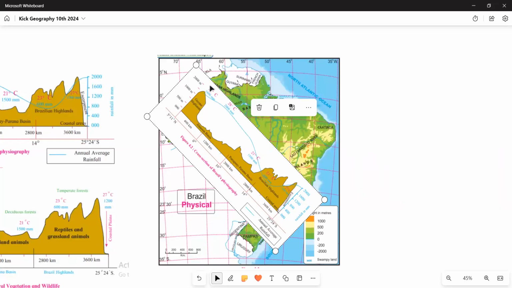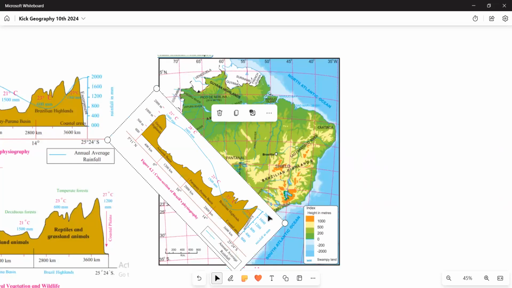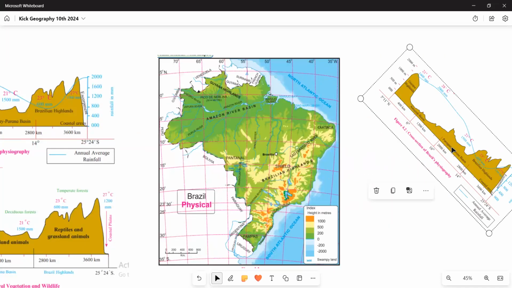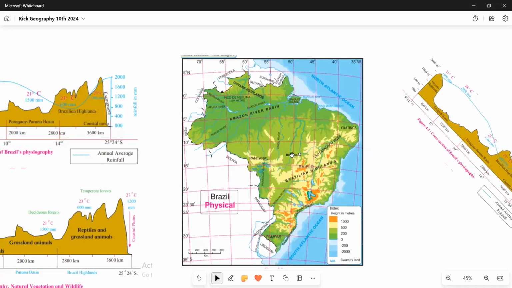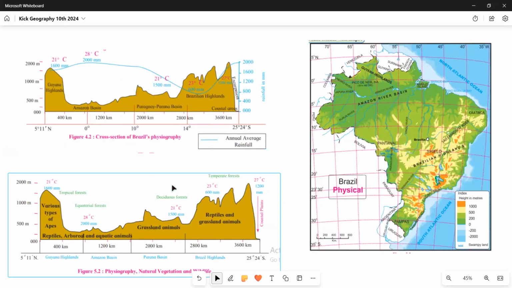It talks about the Guyana highlands, then it talks about the Amazon basin, then you have got the Paraguay Parana Basin. Then you have got Brazilian highlands. You have also got a drought quadrilateral. Then you have got an escarpment over here. And then you have got coastal Brazil. This is what this map is all about. So once we understand that this is how the graph has been placed, then everything is easily understood.